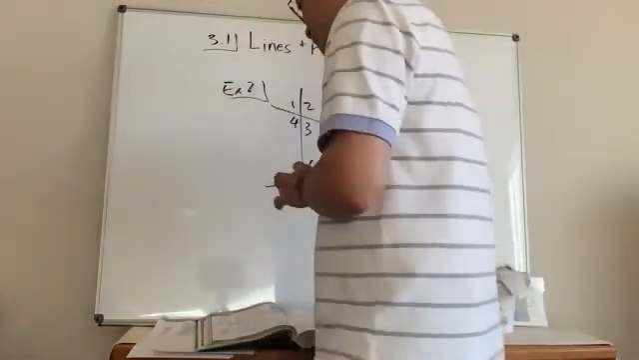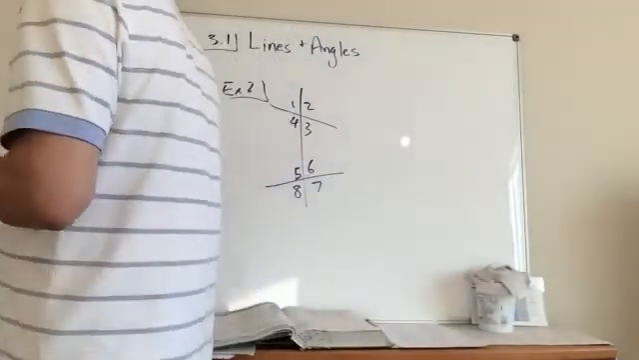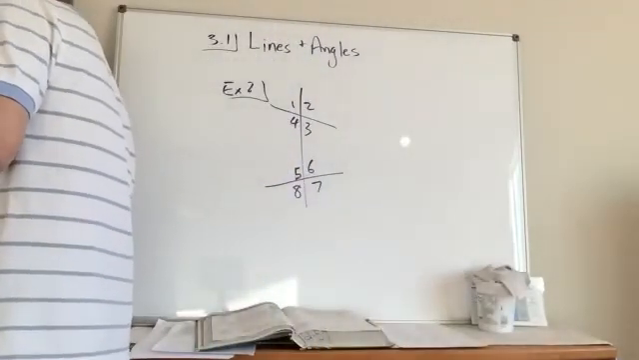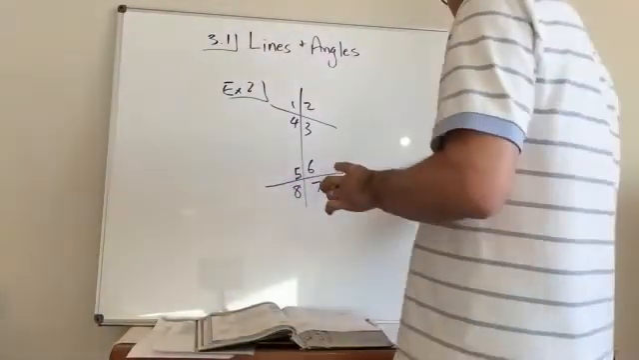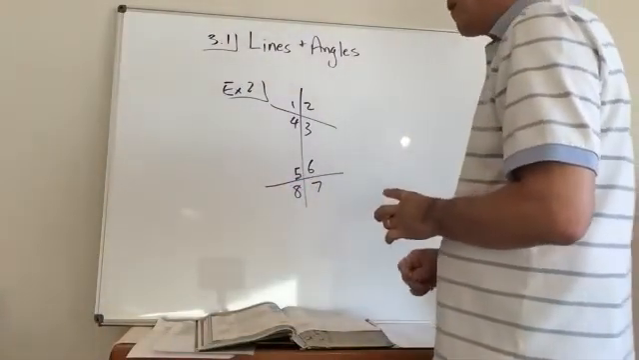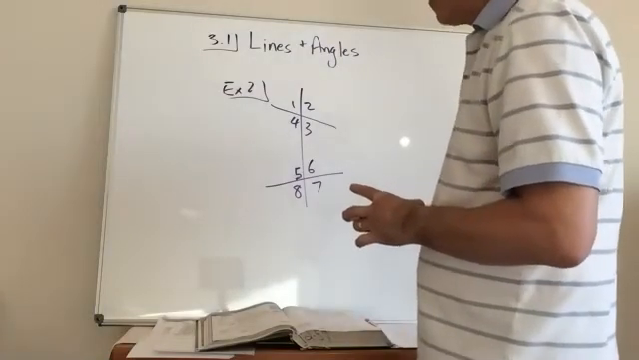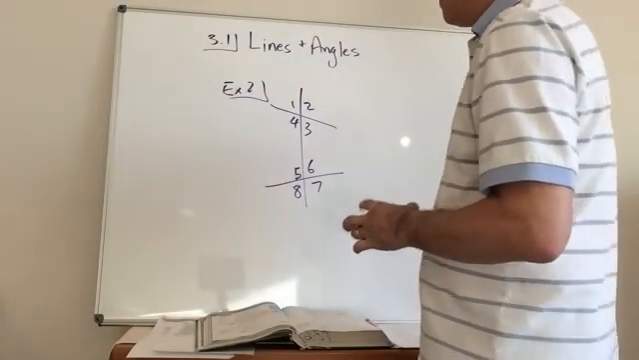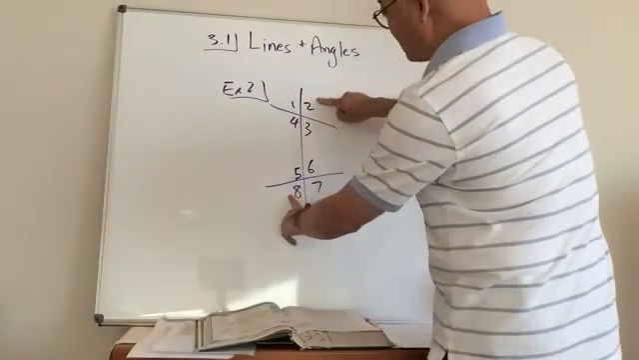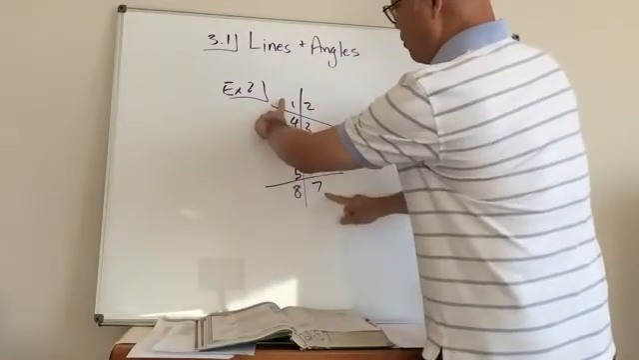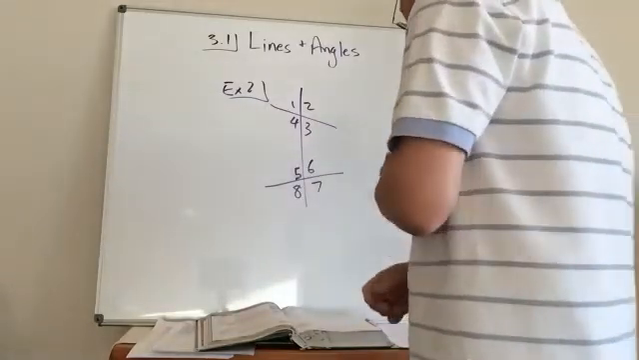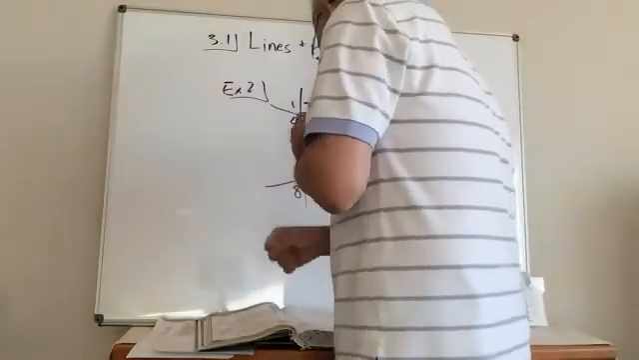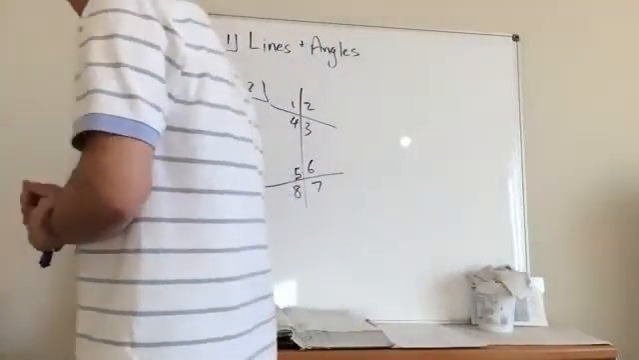Okay. Alternate exterior. Carter. Alternate exterior. 8 and 2. 8 and 2, correct. And the other one would be 1 and 7, right? Okay. All right. Last but not least, the same side interior angles.